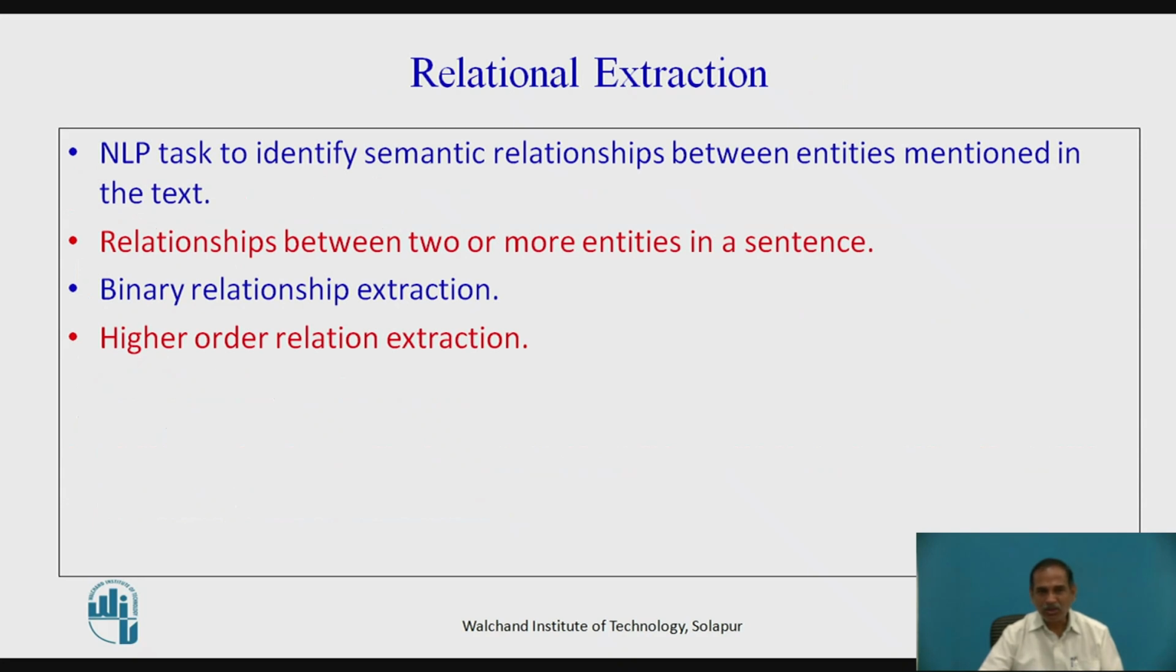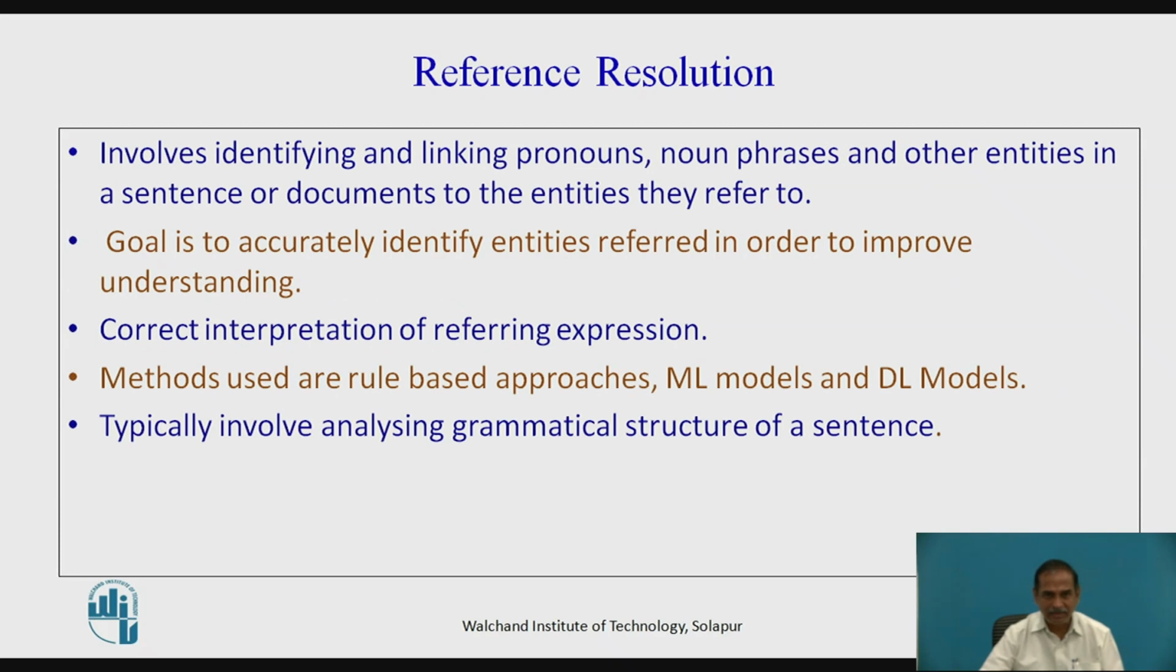Relation extraction has to be considered, which is a natural language processing task to identify semantic relationships between entities mentioned in the text. Relationships are considered between two or more entities in a sentence. Binary relation extraction is done, and this involves the existence of the words we are interested in and which words we are not interested in. We can also go for high-order relation extraction, which gives us better results.